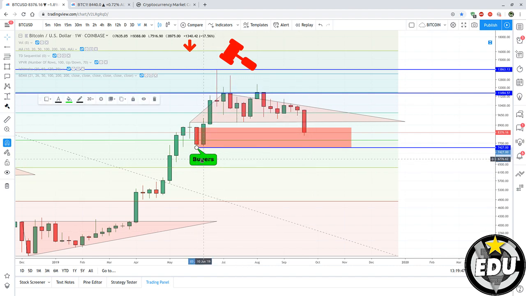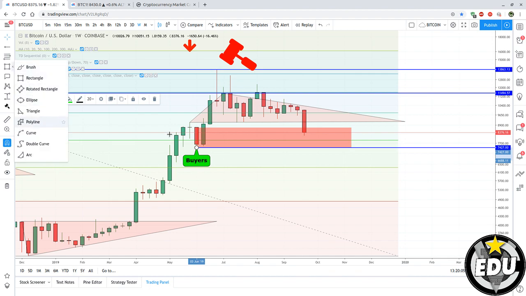This is the guy that pushed Bitcoin up. Okay, so the seller has mentioned the price, but in order for this to turn more bearish, this seller needs to beat this buyer. And if we do that, that will be bad. That will be really, really bad.